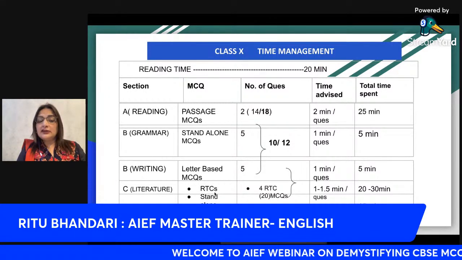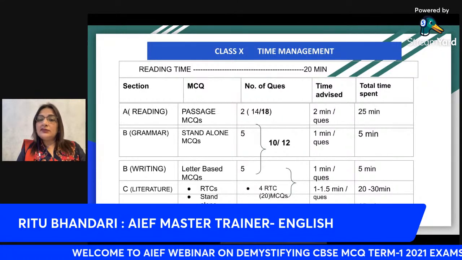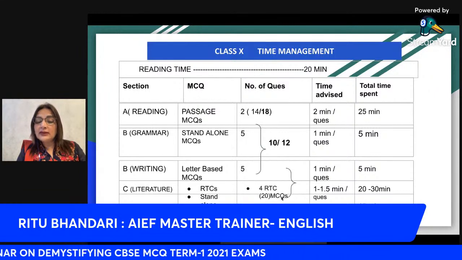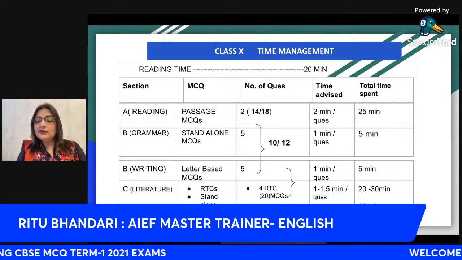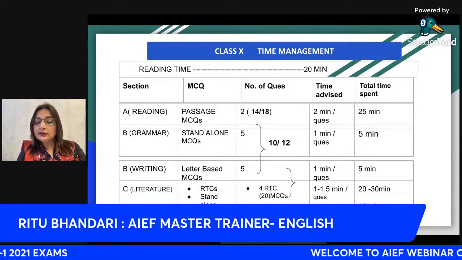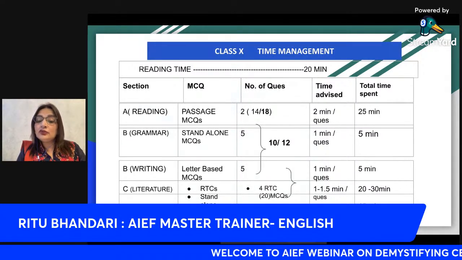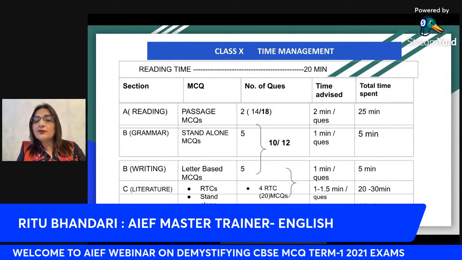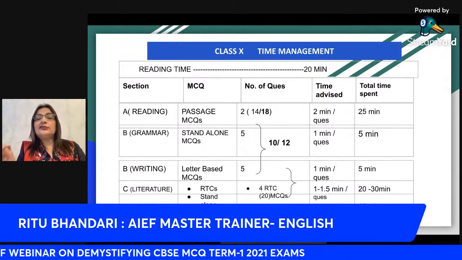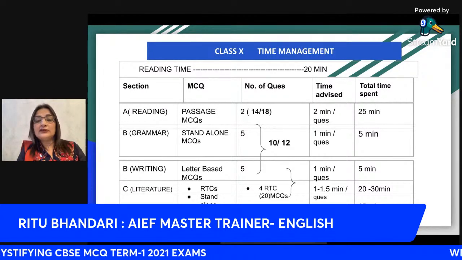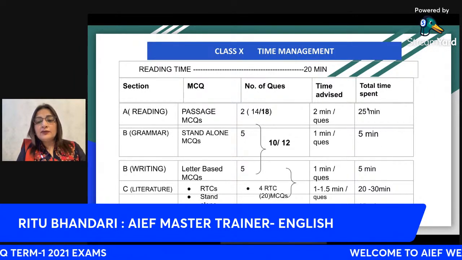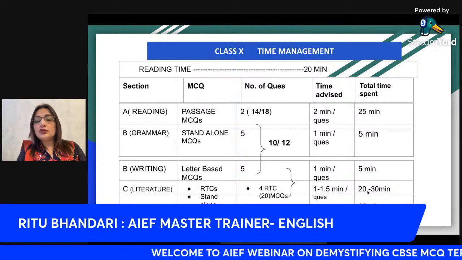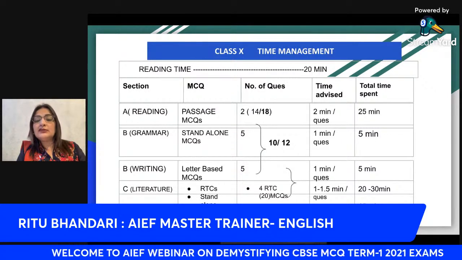Section C, RTCs, and you have standalone MCQs. The RTCs will be 4 RTCs, out of which you have to do 20 MCQs and 10 MCQs. But the point is, out of these 30 MCQs, you need to do only 26. The remaining 4 questions need to be carefully marked in the last circle, as you have decided not to attempt them. So if you total this up, 25 plus 10 is 35, plus another 20, 55, and another 20 makes it 75.